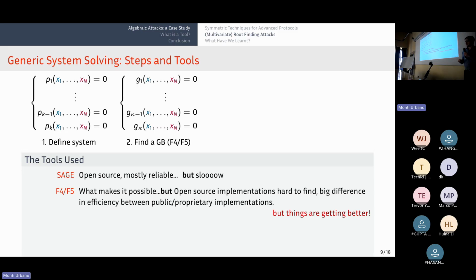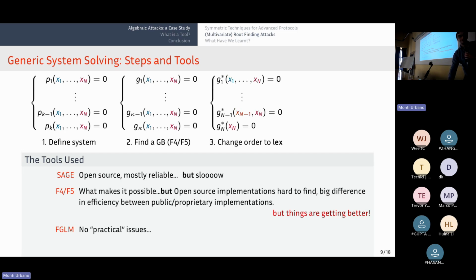Things are getting better. I'm actually in touch with people who work on this kind of topic, and they're really trying to provide better open source implementations of F4, F5, and all the other tools that are relevant here.